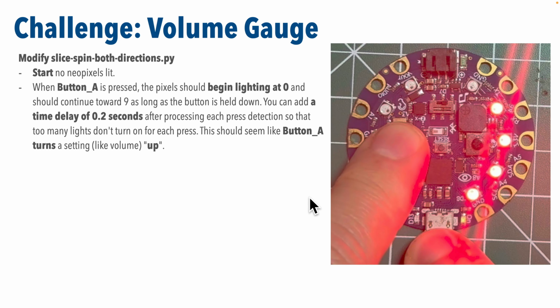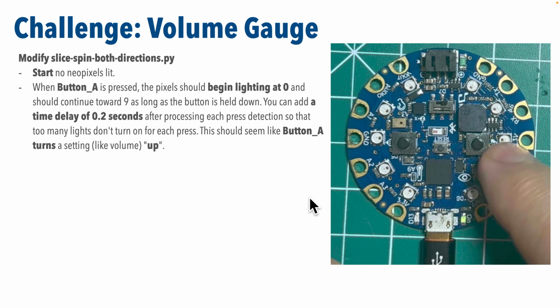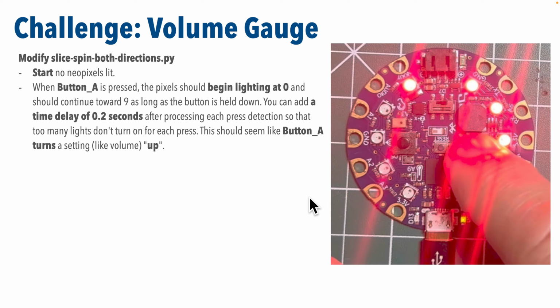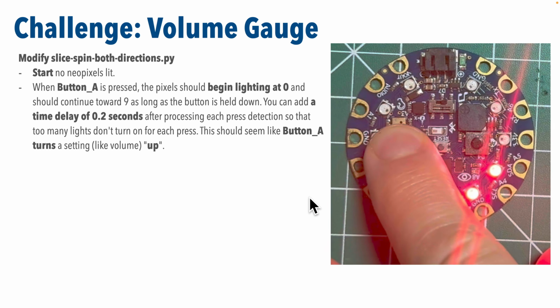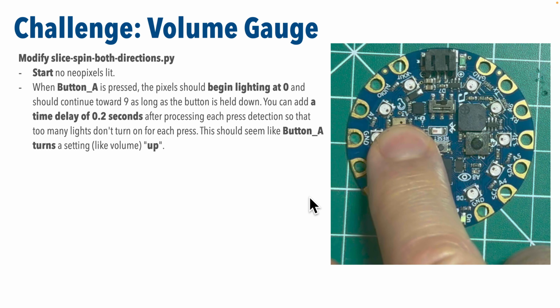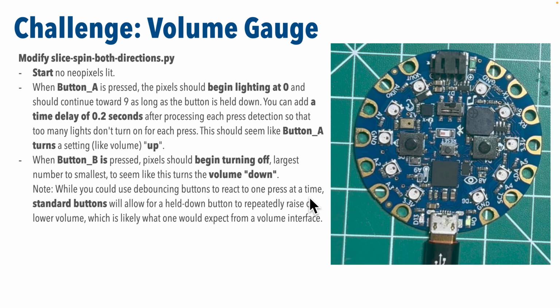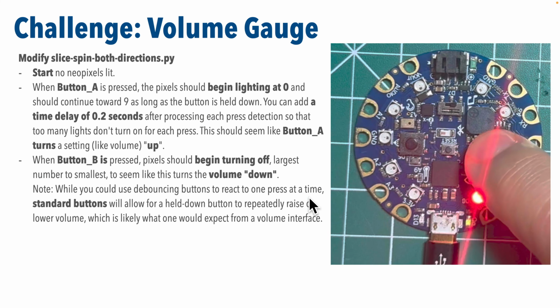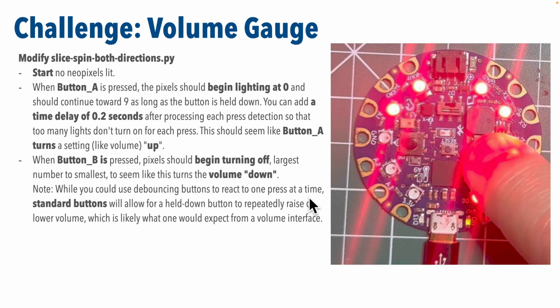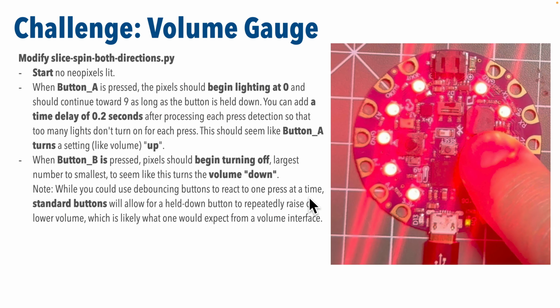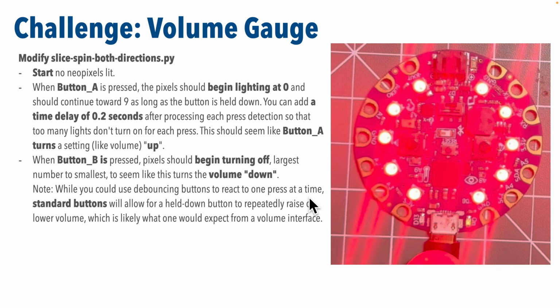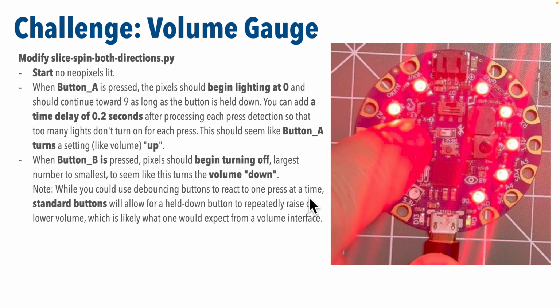So if you tap quickly, only one light should go on at a time, and the effect should seem like button A is turning a setting, like volume up. You'll see the circuit playground become increasingly red as you press or hold down button A. Then when button B is pressed, we'll do the opposite. Pixels should begin turning off largest number to smallest, so it seems like this turns the volume down. And enough button presses should turn all the lights off to indicate that the volume is at 0.